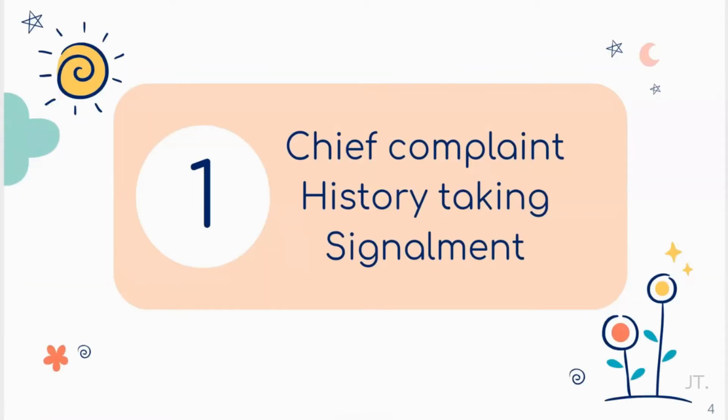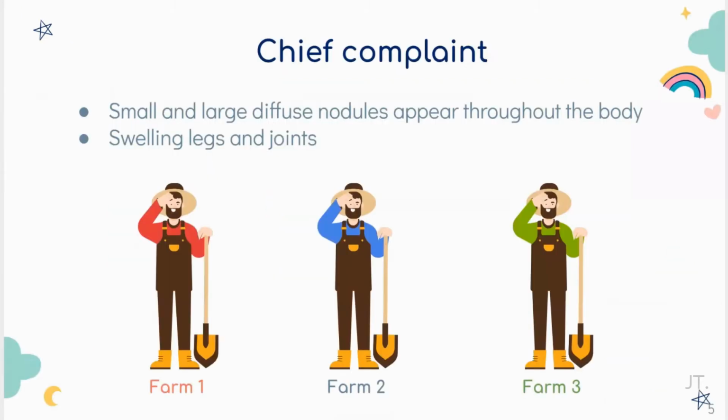First part, we will focus on chief complaint, history taking, and signalment. The chief complaint from the farm are small and large diffuse nodules appearing throughout the body and swelling of the legs and joints.